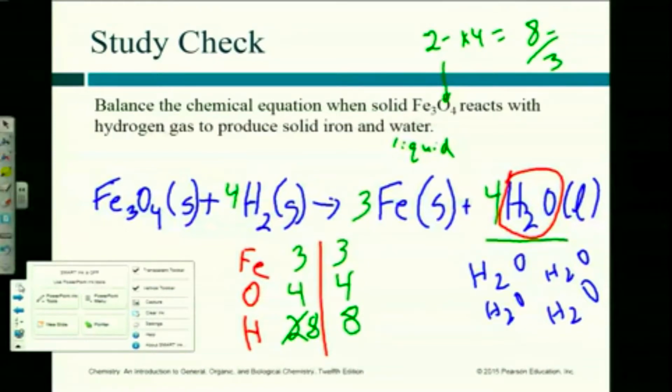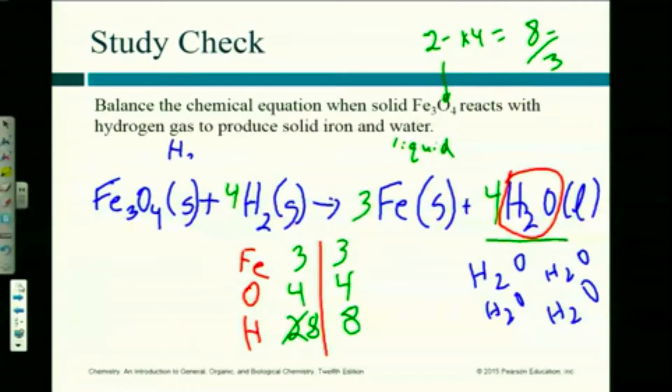I'm behind. The 8 for hydrogen, you multiply 4 and 2, right? Yep. Because this is just like that there. That's like saying I have H2, H2, H2, and H2. So I have 8 hydrogens. Yep. Okay?